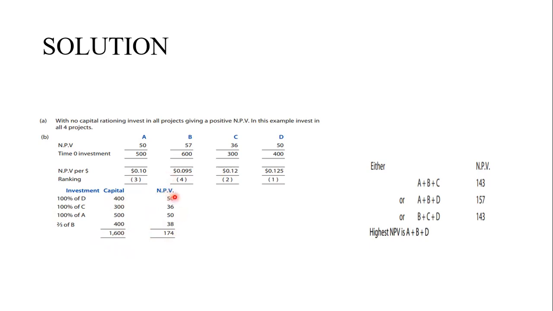For D, C, and A, we're going to have the full NPV coming in. But for B, it is only what? 2/3, which is 400 divided by 600 multiplied by your 57, giving us what? 38. So total NPV is all these put together, 174. So that is what would happen if we were limited to 1,600 available.